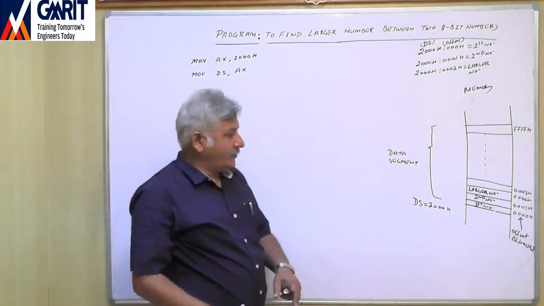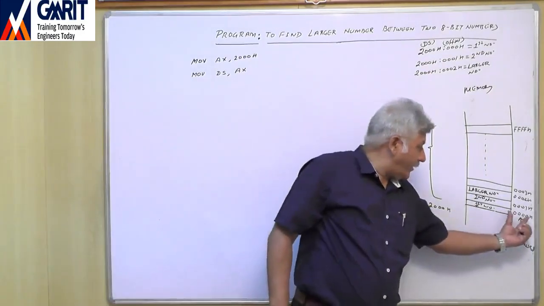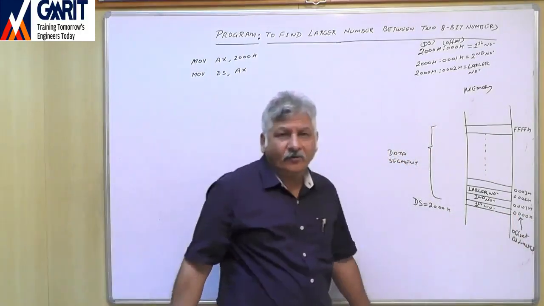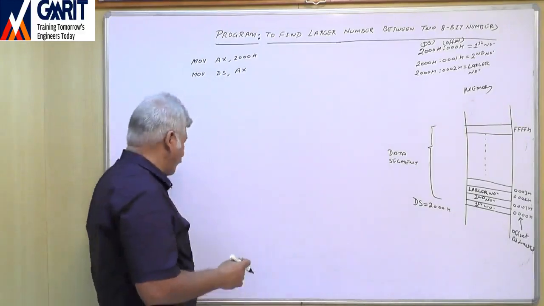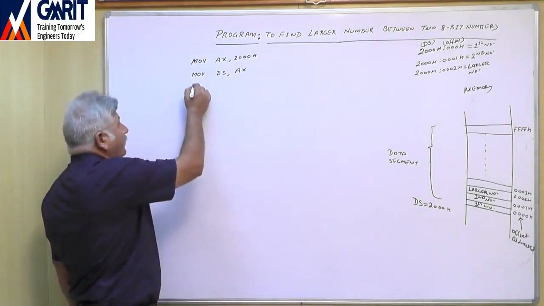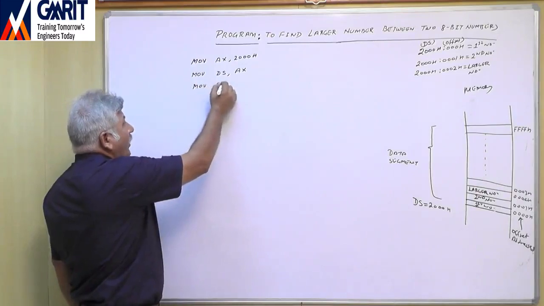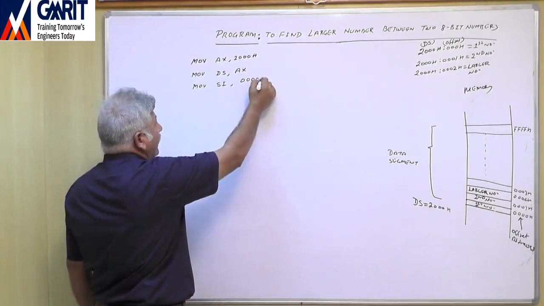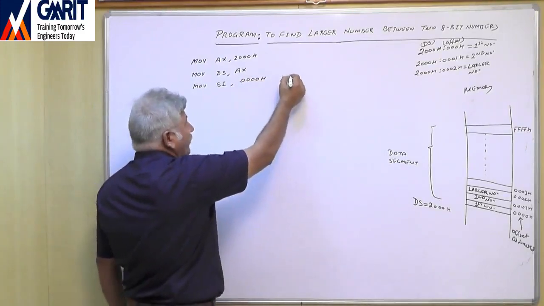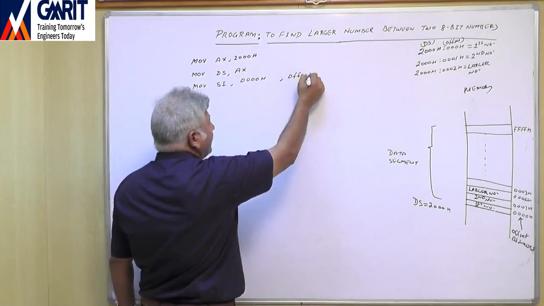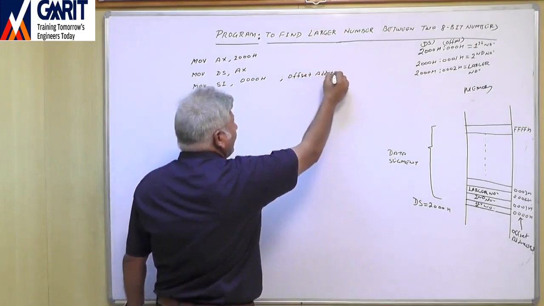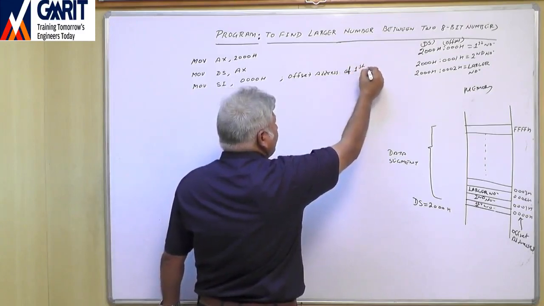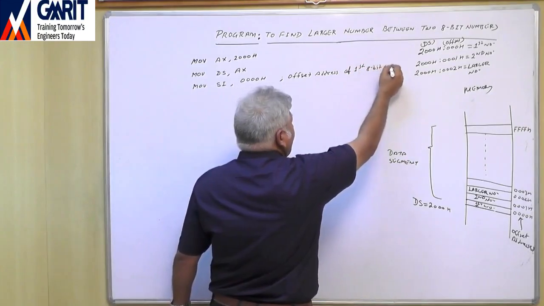Now I will store the offset address of my first number in some register, right? I will use the SI register, the source index register, for that. So MOV SI, 0000H. This is the offset address of the first 8-bit number.